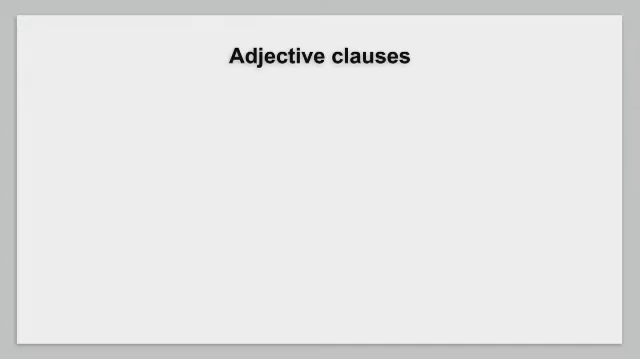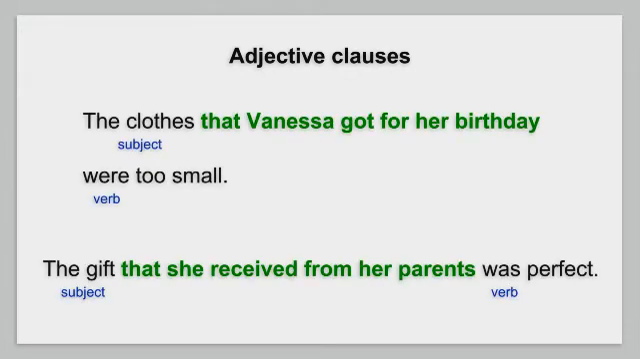Another interrupting structure is the adjective clause. An adjective clause describes a noun. It always comes after the noun. If an adjective clause describes the subject of a sentence, the clause will separate the subject from the verb. Take a look. The clothes that Vanessa got for her birthday were too small.